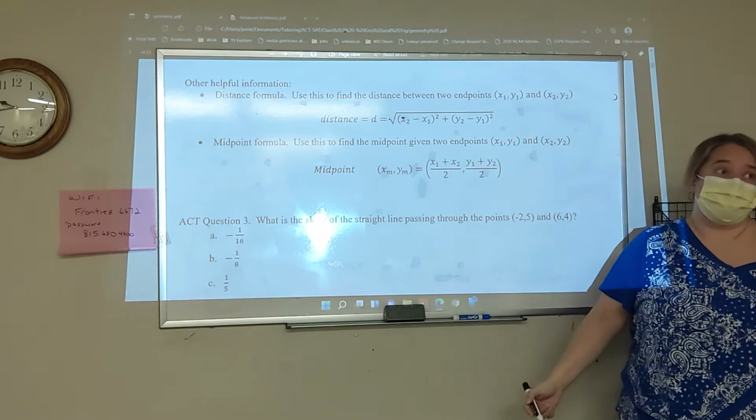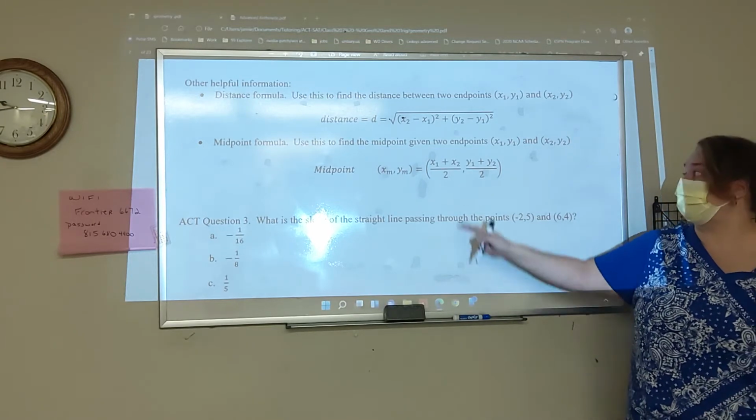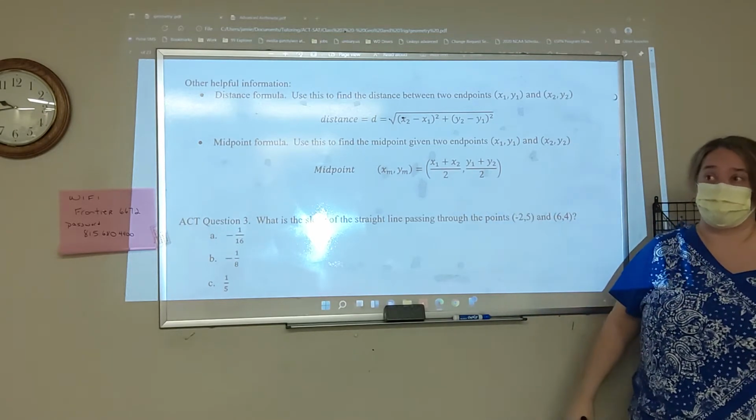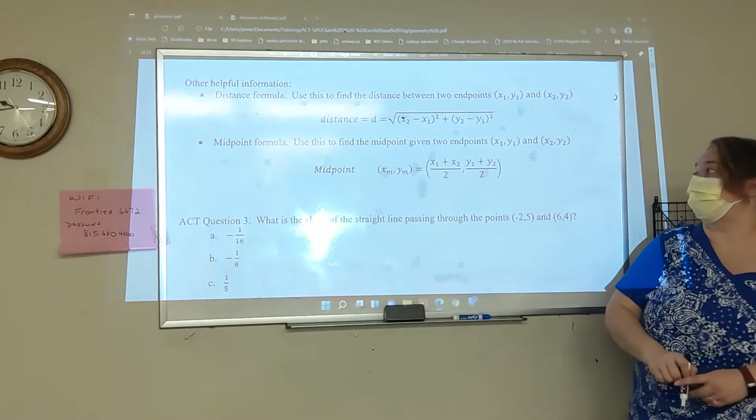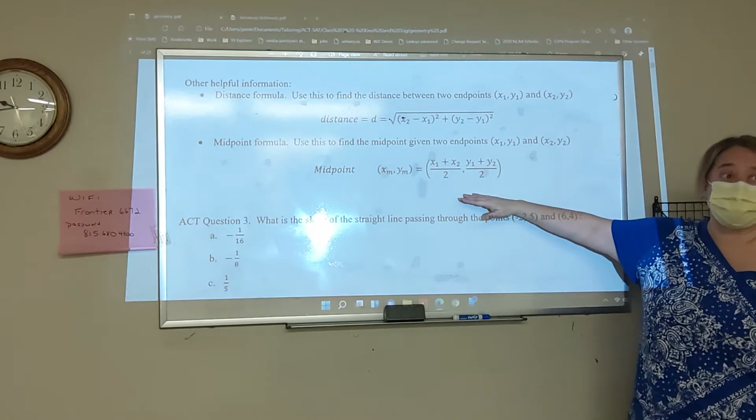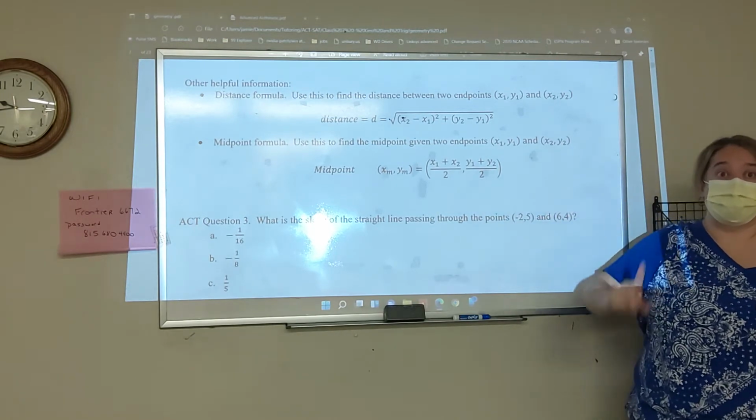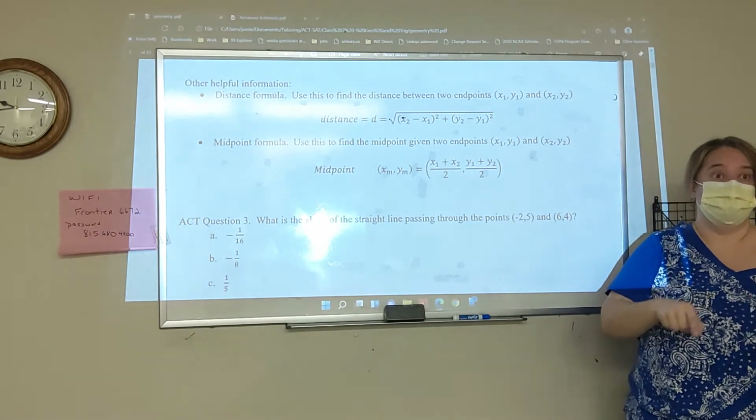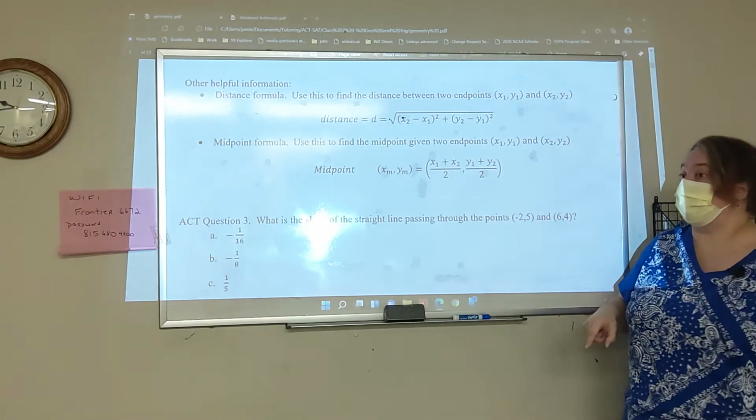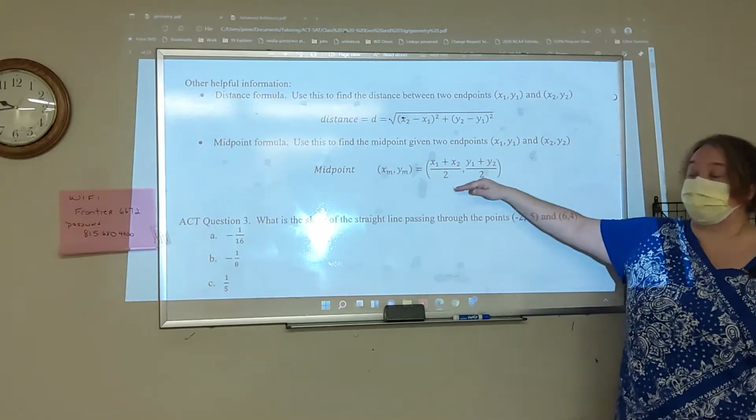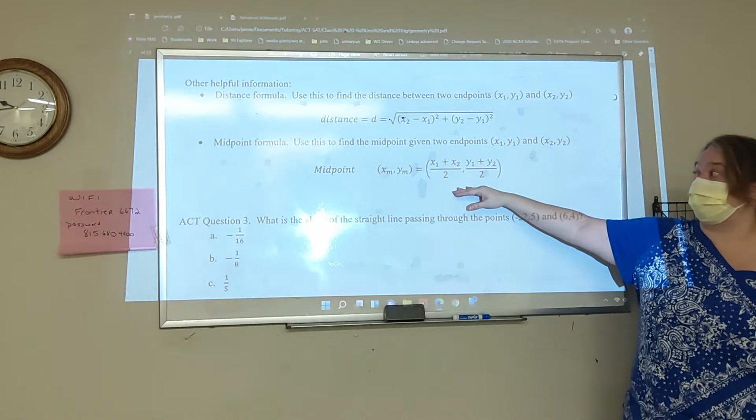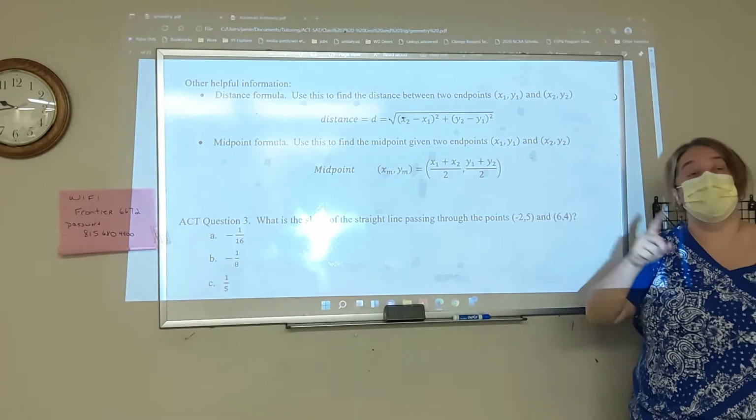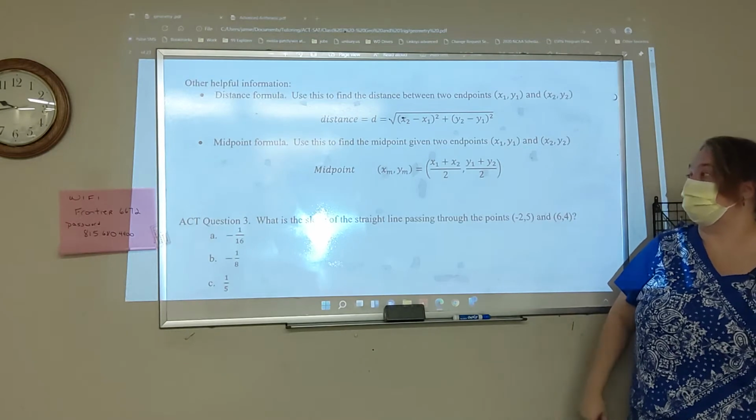It's an average, guys. That's all you're doing. You're taking the average of the x's and the average of the y's. So add your x's together, divide by 2. Add your y's together, divide by 2. This formula is very useful if you know both ends and you need the middle. If you have the middle and one end, this formula is very cumbersome and a pain. So we're going to look at an example problem where we have the middle and an end, and I'll show you an easy way to get the other end.